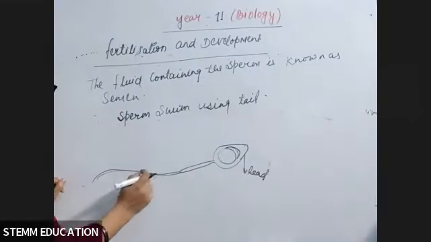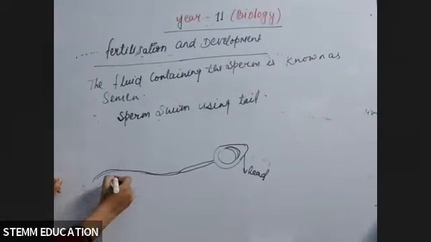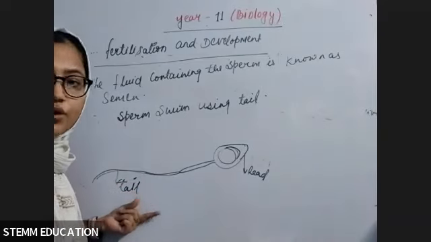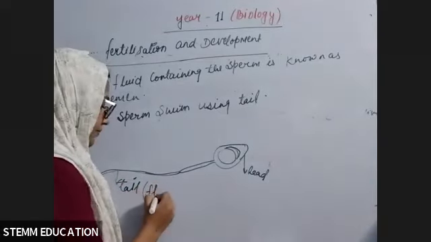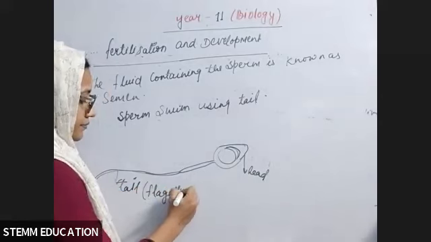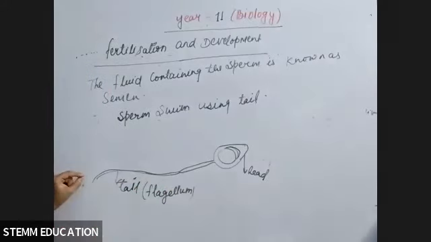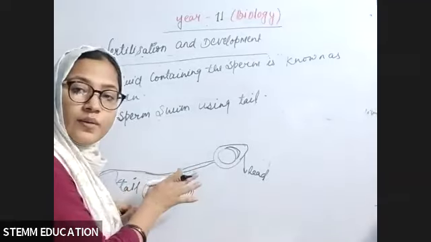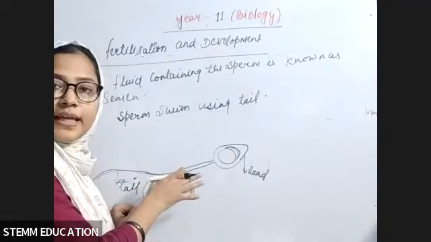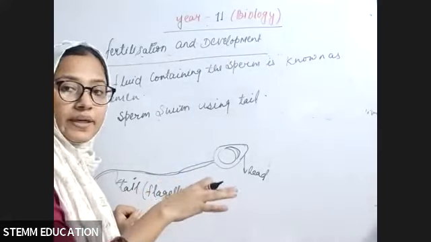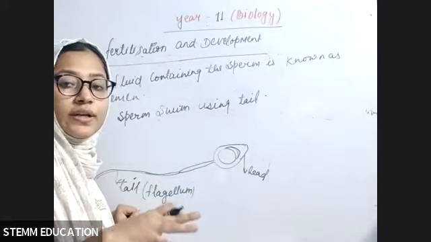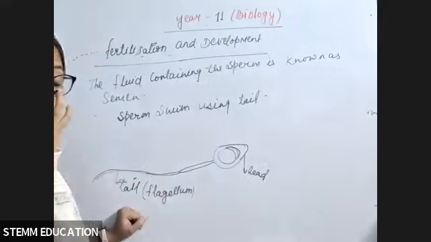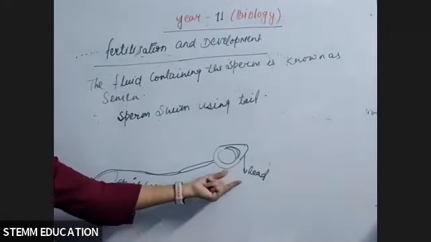This part is known as the tail, or flagellum. You can also call it flagellum. What does it help with? It helps in swimming inside the fluid or inside the semen.